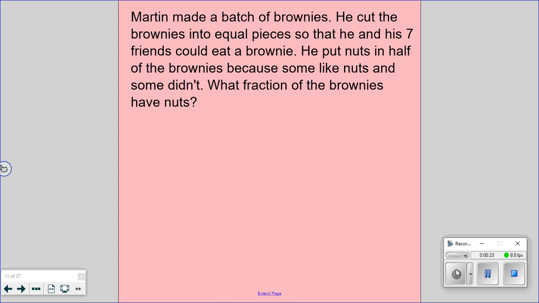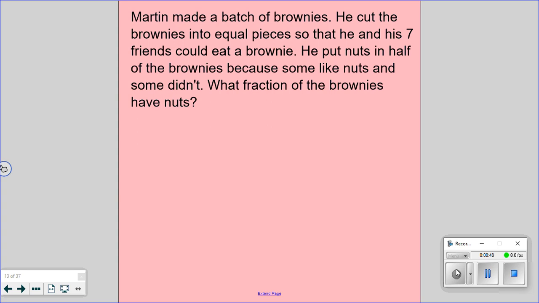Your problem starts by saying Martin made a batch of brownies. He cut the brownies into equal pieces so that he and his 7 friends could eat a brownie. How many brownies is each friend getting?